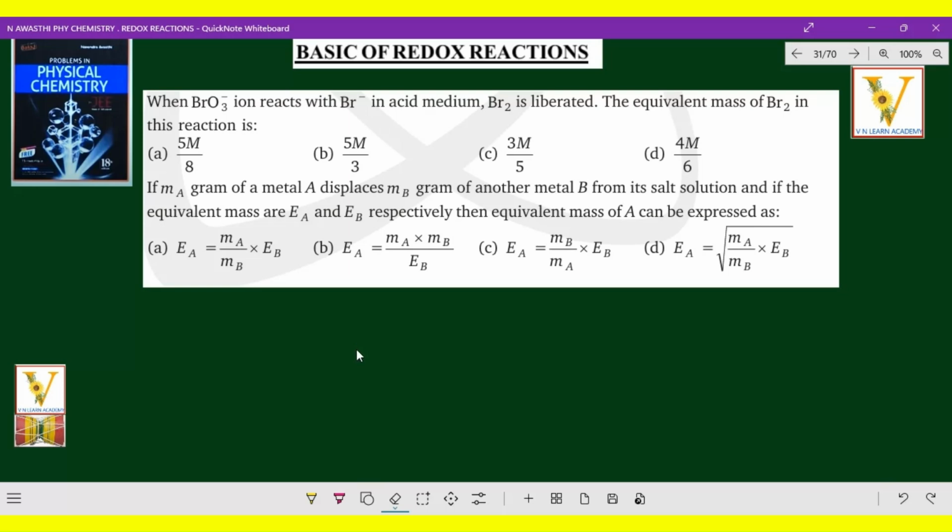Important questions from Narendra Avasthi sir's physical chemistry. Redox reaction. Come on, let us discuss.